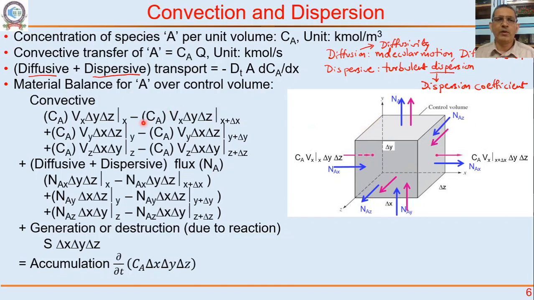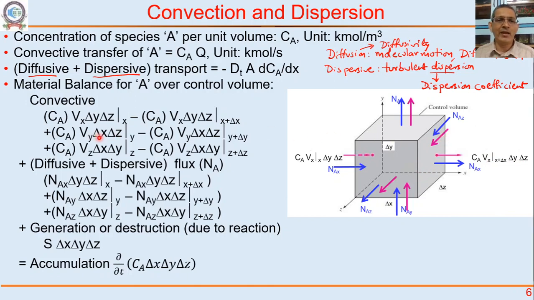If we are thinking about A leaving from the right phase, this pink arrow, it will be concentration of A multiplied by volumetric flow rate through the right phase. It will be velocity multiplied by area of that right phase, area perpendicular to the velocity. This delta y, delta z.